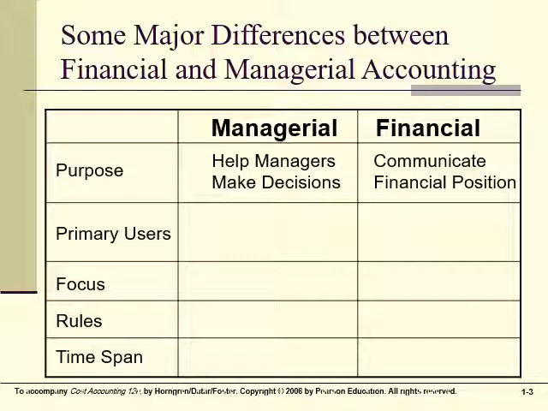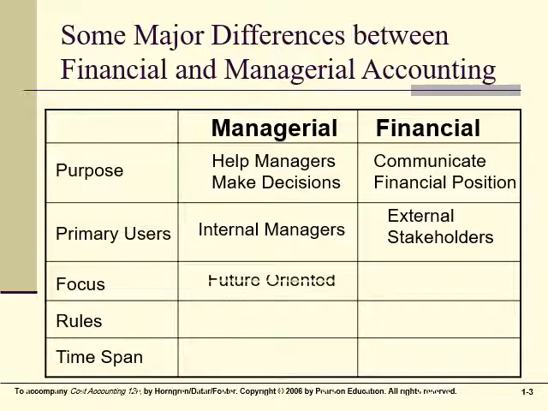On the other hand, financial accounting communicates the financial position of our organization to external users. We would like to inform external users about our financial position to help them make a number of decisions. These may include creditors, governmental agencies, investors, and customers. These are external users who have limited access to the information inside the organization. For this reason, we have to inform them about our financial position. Number 2, primary users: for managerial accounting, internal managers; for financial accounting, external stockholders or stakeholders.